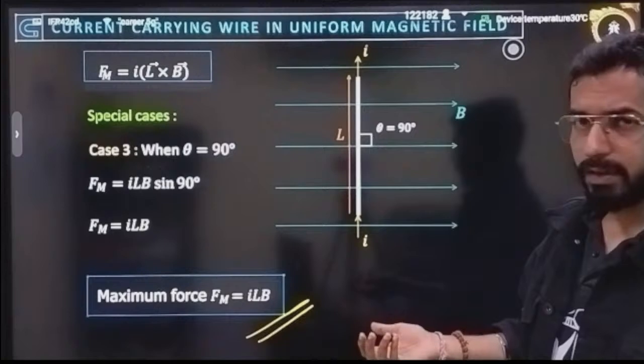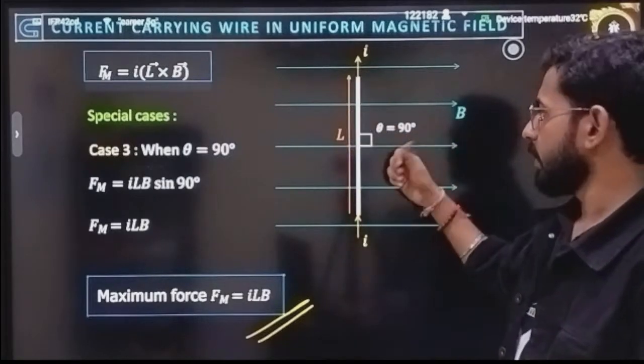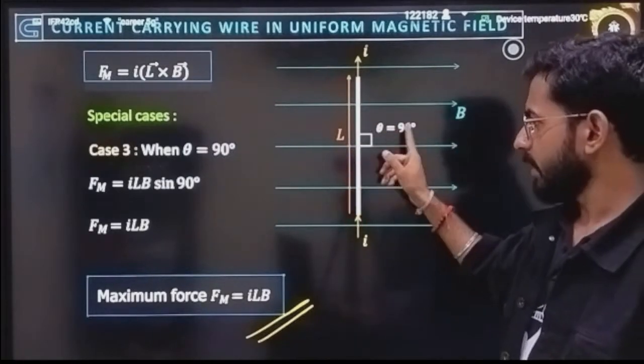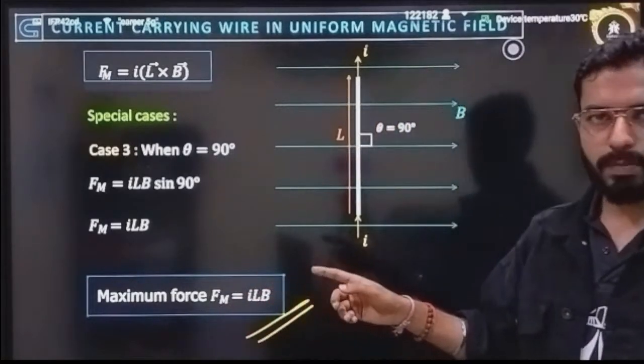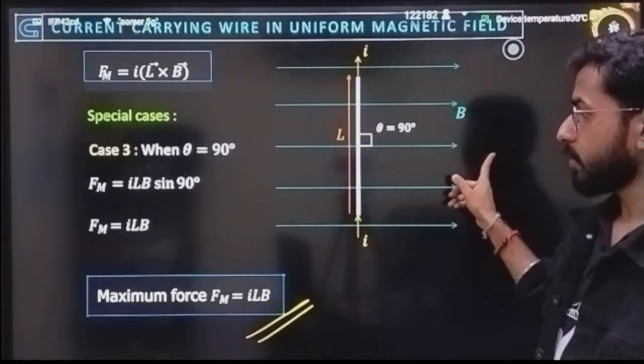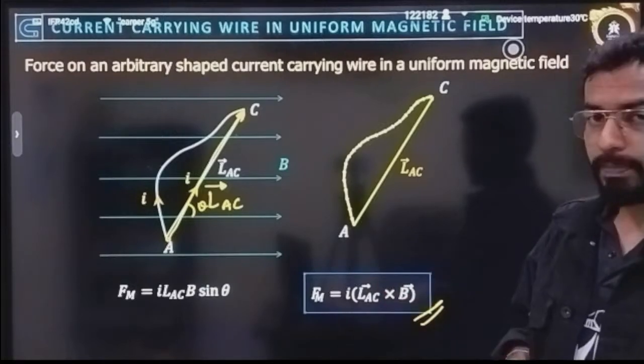And maximum force will be attained at what? When this current and magnetic field are perpendicular, at 90 degrees. That means maximum force will be equal to IL cross B, that means sine of 90. Sine of 90 is equal to 1. That is the maximum thing.